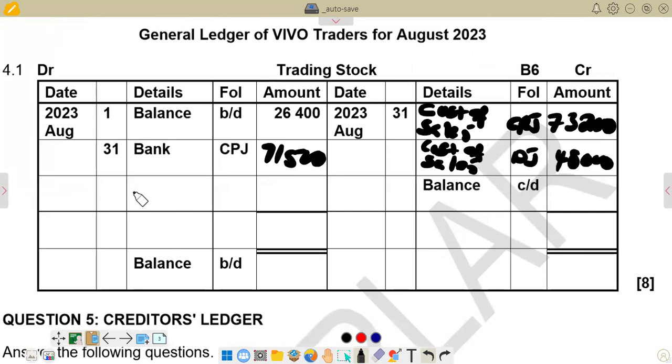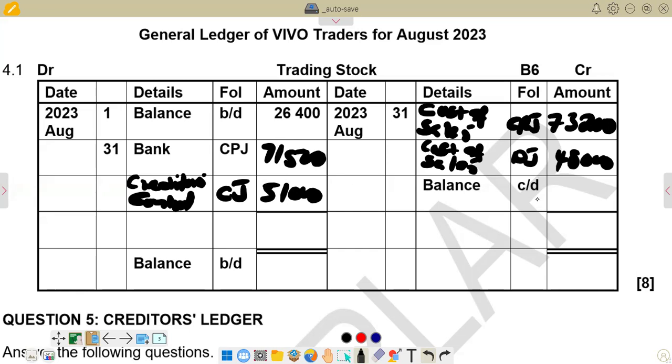We are now here, and we are saying we are receiving, so creditors control. Remember, these are purchases on credit, so we're saying creditors control. And then in the column for our folio, obviously this is our creditors total, so CJ. And then the amount that we have is 51,000. So we have exhausted all the totals that we have.